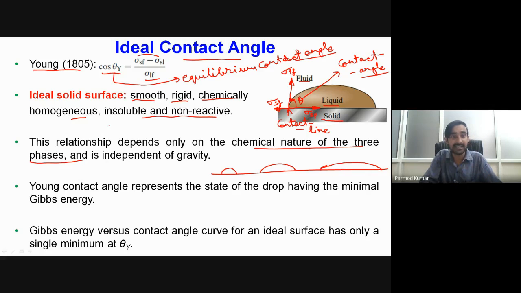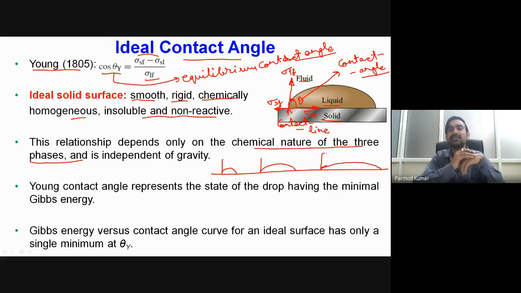But we are saying that whatever this relationship is, it depends only on the chemical nature of the phases and is independent of gravity. Why? Because if we see macroscopically, the profile of the droplet may change, but when we look particularly at the contact point, we will find that microscopically the direction of the tangent will tend in the same direction.